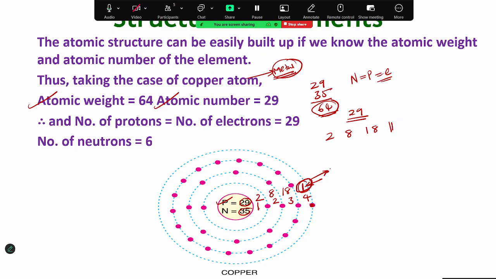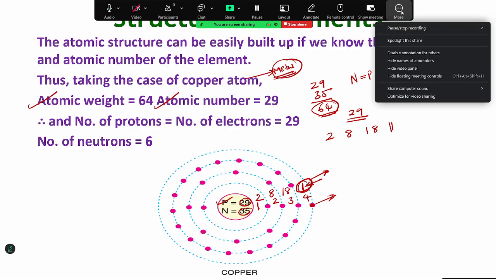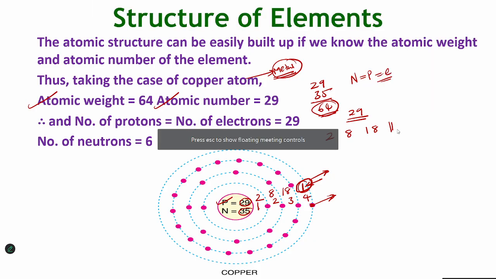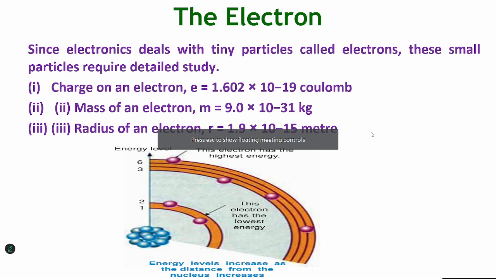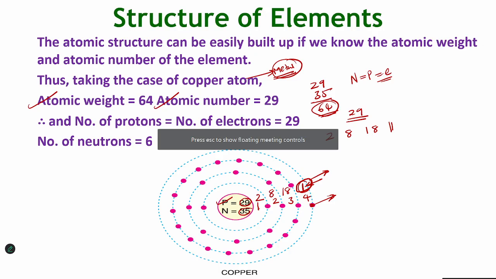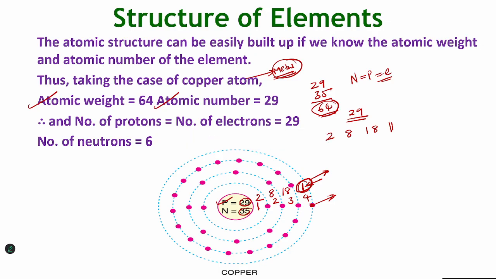So that's why copper is a good conductor. This electron is responsible for the electricity. I am just explaining with the copper atom. So next, if you see, we can call it a good metal and a good conductor.